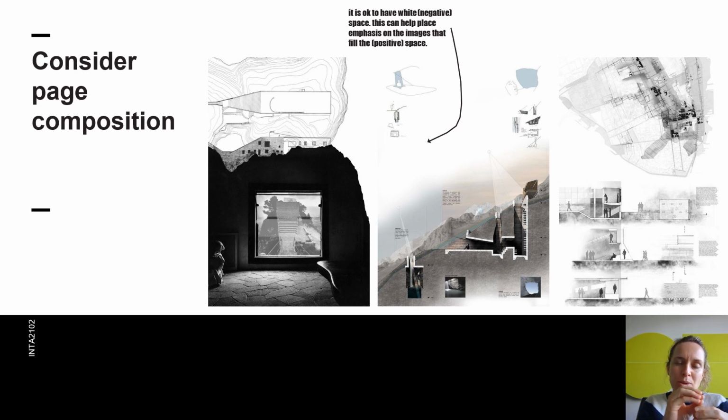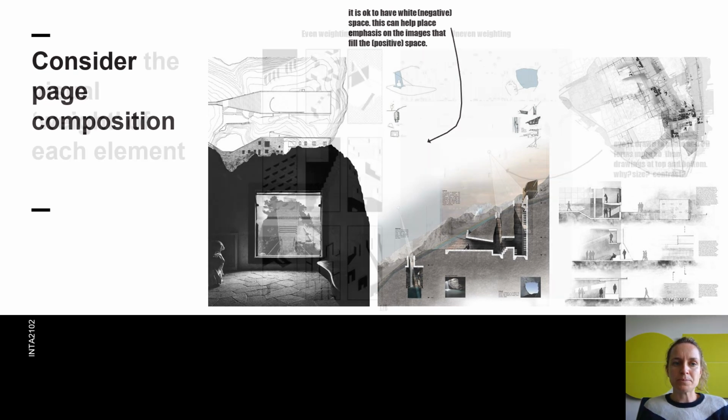So think about how you want to tell the story of the scheme and where you want to direct the viewer's attention to. So what elements are really important? Are they going to be stronger? Are they going to be bigger? Are they going to be in the center or the bottom or the top of the page? What elements are less important? So they might be smaller. They might be less strong in terms of the graphic. They might be in another area of the page.